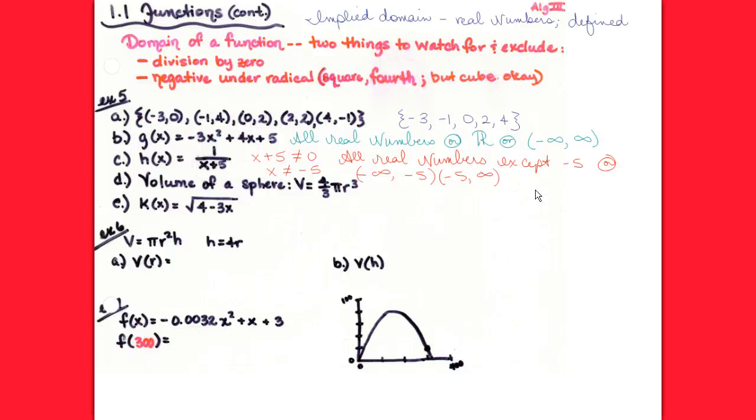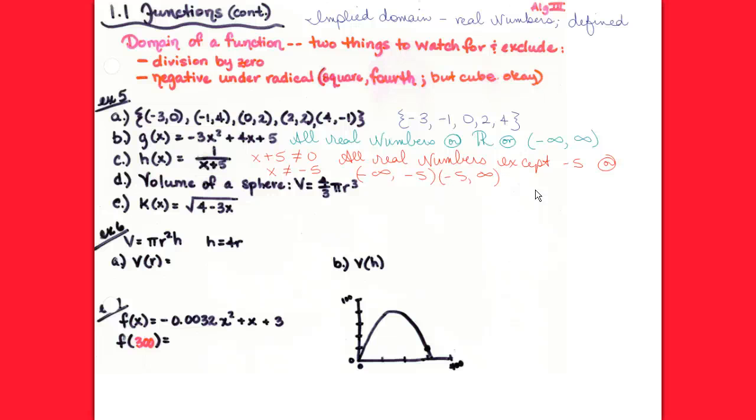Skip D for just a second and let's go down to E. For E, we have k of x is equal to the square root of 4 minus 3x. Our domain is going to be all real numbers unless we have 0 in the denominator. Any chance of that? No. Or a negative under a square root or a fourth root. Any chance of that? Yes.